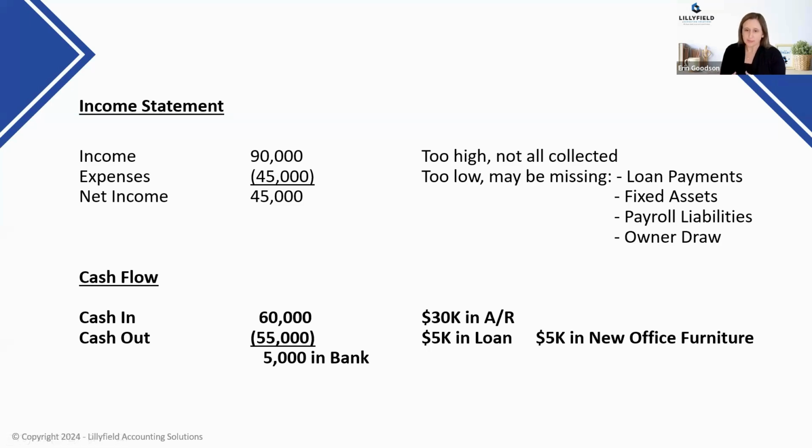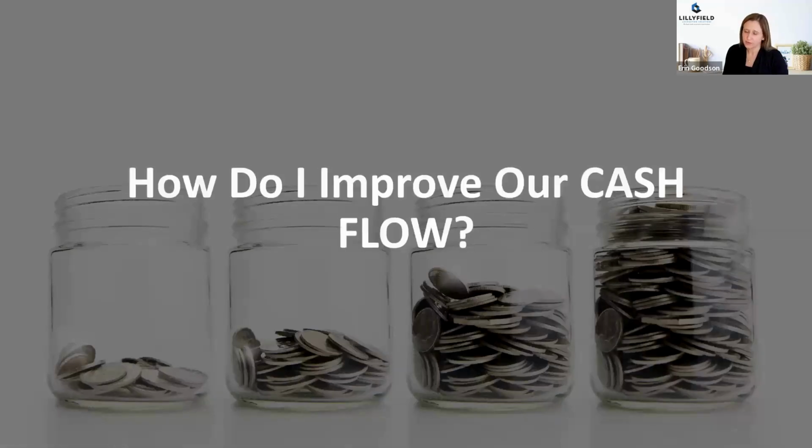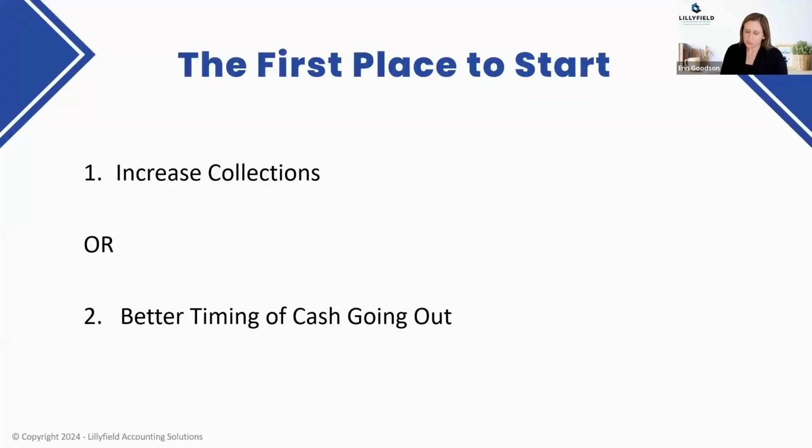So while it looks like I'm doing well from a profitability standpoint, from my cash flow perspective, I might want to make some tweaks. So let's talk about how we can do that. How can we improve our overall cash flows? Well, the first place we want to start is looking at our collections. So we can increase our collections, or we can look at the timing of the cash that's leaving the company and see if we can make adjustments there so that we have better timing of the cash that's going out the door.